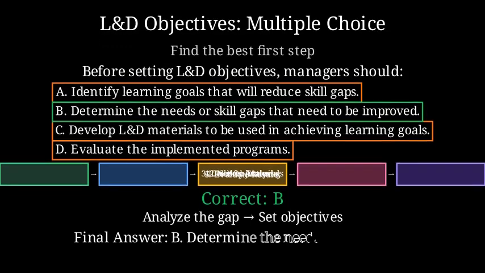Let's recap slowly. The question asks, before setting objectives, what should managers do? They should determine needs or skill gaps. That is the beginning of the learning and development process. Choice A is about setting goals, which is later. Choice C is about materials, which is even later. Choice D is about evaluation, which is last. Therefore, the correct answer is choice B.